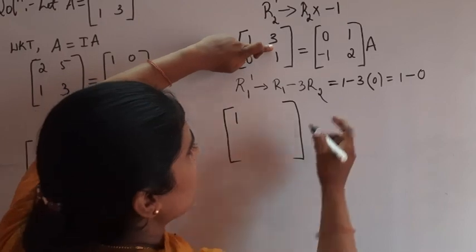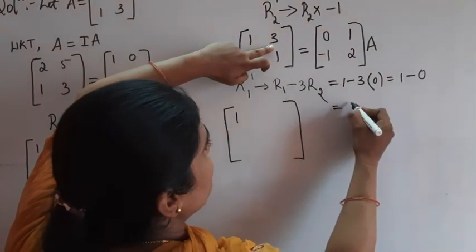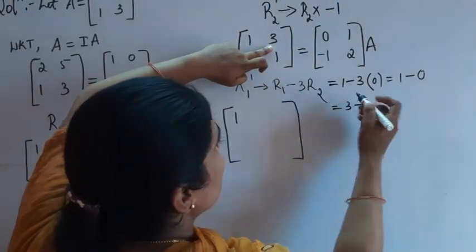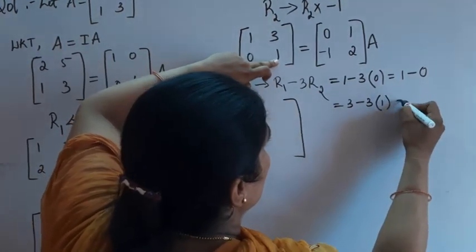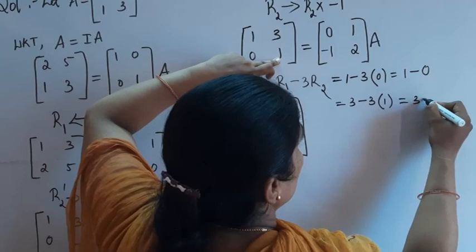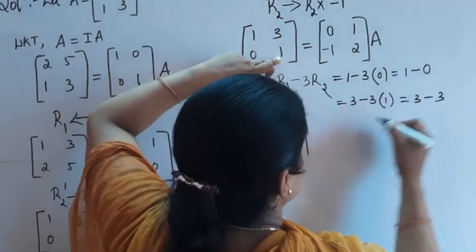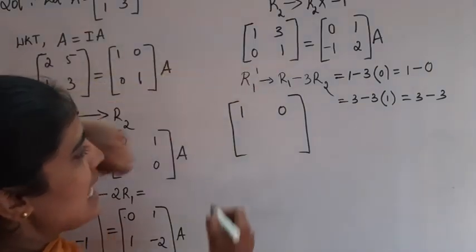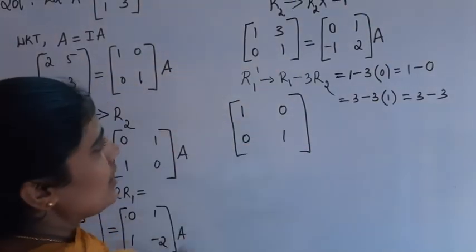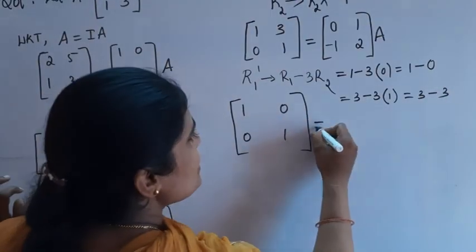Same row, second element. What is R1? It is 3 minus 3 into R2. Corresponding R2 is 1. So here 3 minus 3 ones are 3, 3 minus 3, we get 0. So the second row is as it is. There are no changes. We have to write it as it is.